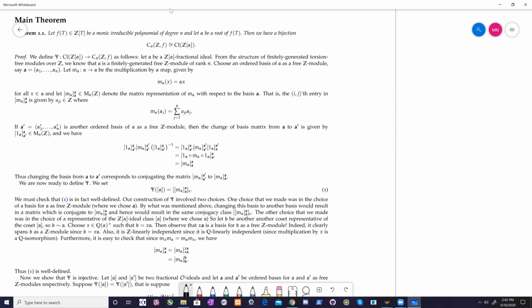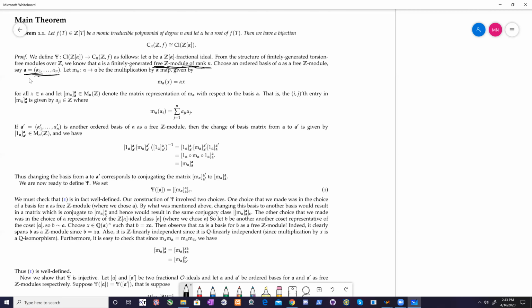This is what's going to help make this isomorphism work. Really, this is a very nice property of fractional O ideals, or fractional Z of alpha ideals in this case, being free and of rank n. We're about to show why this helps us define this capital psi. So we choose an ordered basis of math frac A as a free Z module. Let's say we put bold A equal to this ordered basis alpha 1 through alpha sub n.